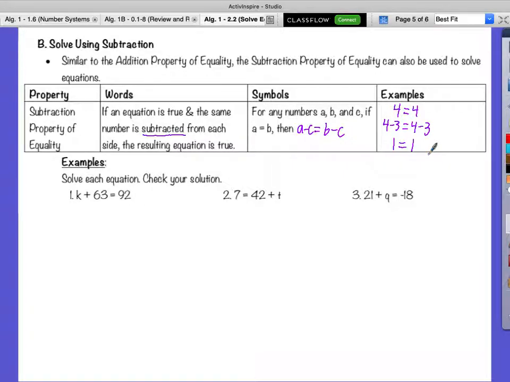So if we subtract the same thing from both sides, we end up with a true equation. Now, don't write this down: 4 equals 4. Let's say I subtract 3 from the left side, but I don't do it to the right side. Well, 4 minus 3 is 1. Does 1 equal 4? No. Heck no. That's why we have to subtract from both sides to keep it equal, just like how we had to add to both sides. Questions on that?